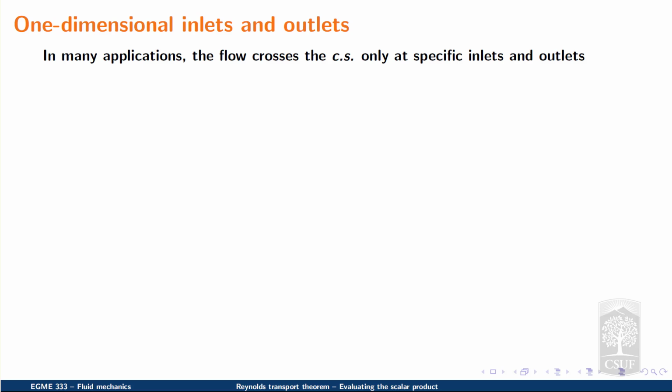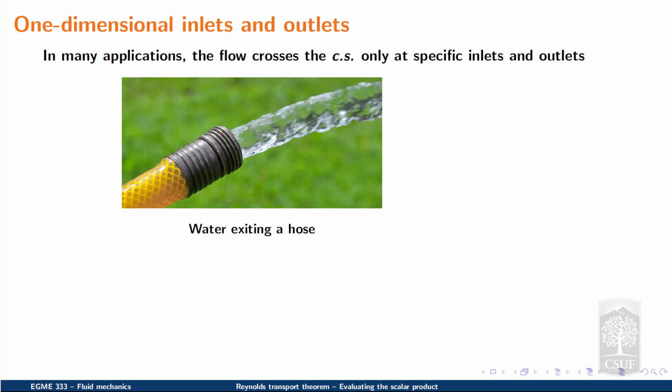In many applications, the flow across a control surface only occurs at specific inlets and outlets. For example, let's imagine the flow exiting through a water hose. In this specific example, the water within the hose is only exiting the hose at a specific outlet. In addition, it may have a variable velocity profile at the exit.